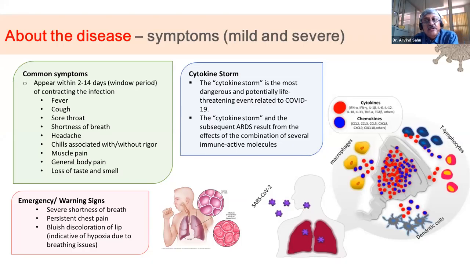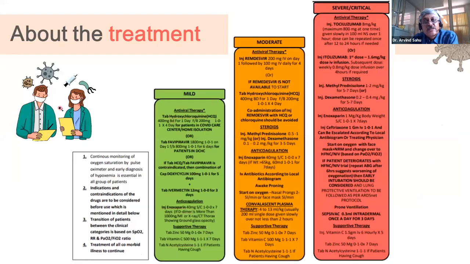So what are the treatments? Mild cases, pretty much everyone knows hydroxychloroquine is something which has been said and has been given. Favipiravir is also given, and these are the mild cases. So by and large, you treat. In moderate cases, the problems are becoming more. Remdesivir is suggested, hydroxychloroquine or the combination of both, but also the steroids.